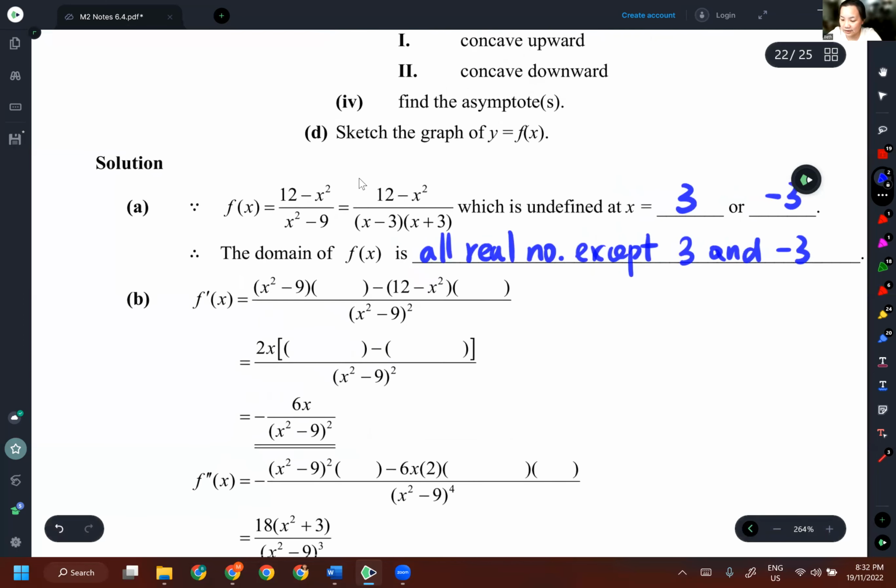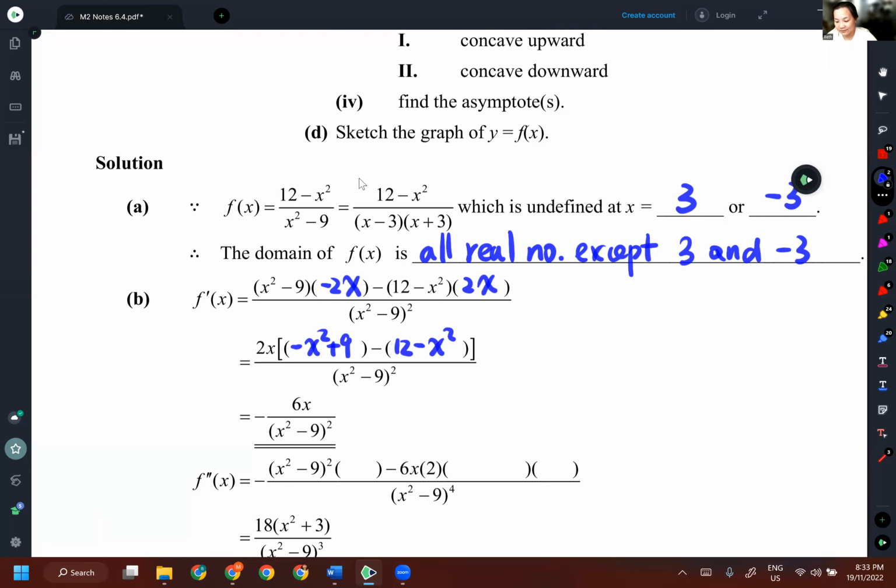First derivative: d high low minus d low high, divided by low squared. The key to simplifying is to take out common factors. So I take out 2x, and I have negative x squared plus 9 minus 12 minus x squared. Okay, so I'm left with 6x. The answer is there. Otherwise, you spend a long time.